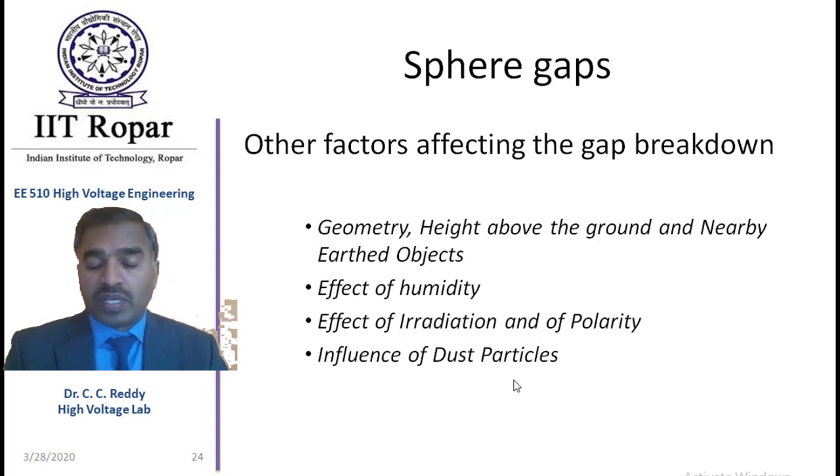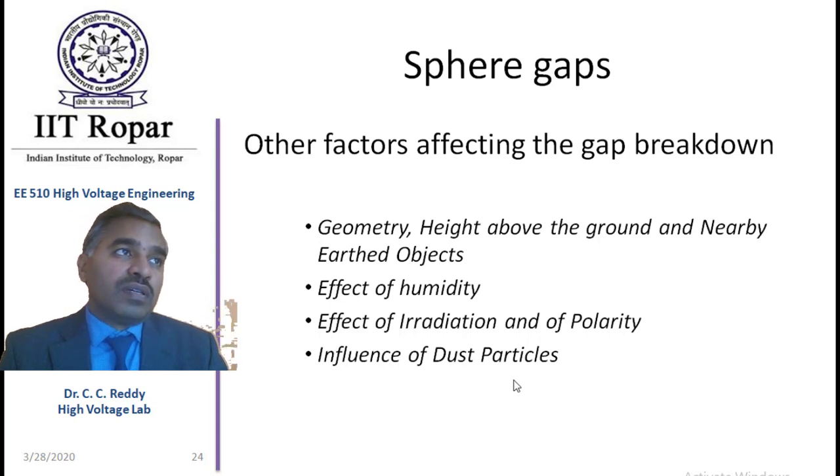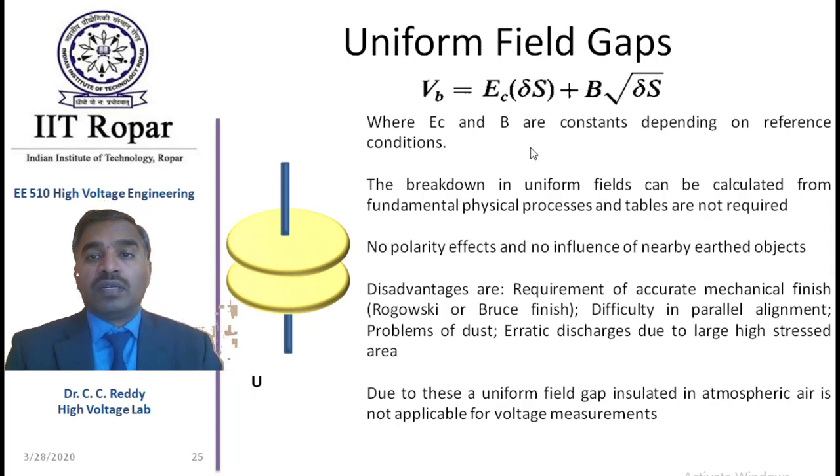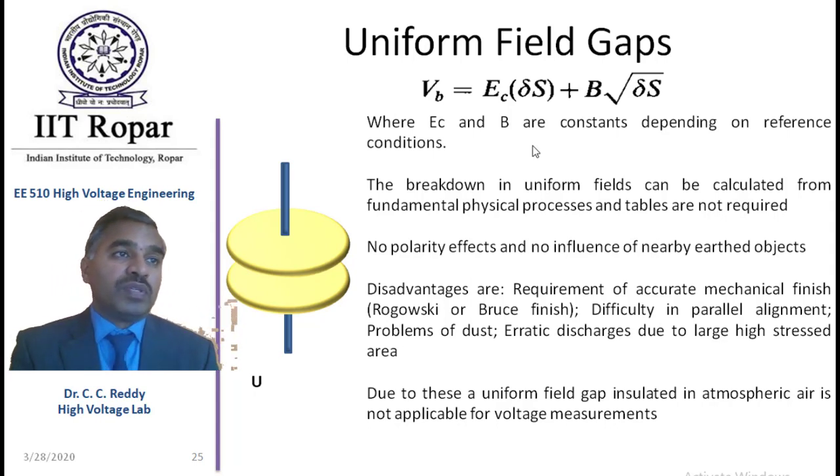So, as far as possible, the spear gap should be without dust particles, without humidity, less humidity and all this. Then only you will get very accurate values. These factors do affect, but it's not so much important as the height above the ground and nearby earth objects, etc. Then, this is about spear gaps we have studied.